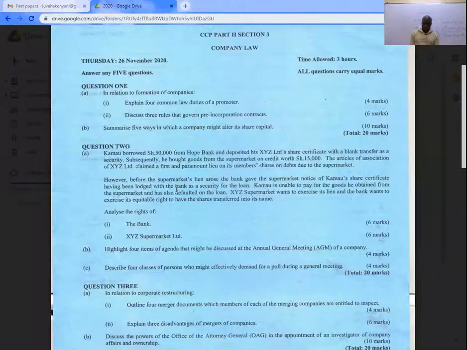You can simply say the articles of association of XYZ Limited provide for the right of lien on the shares of the members of the company.